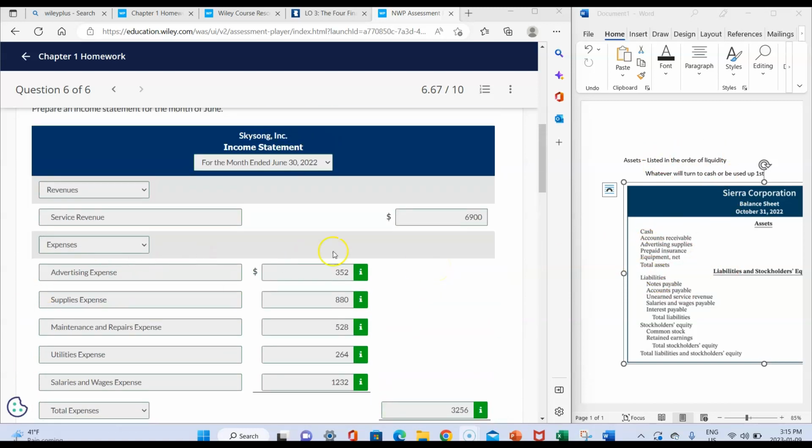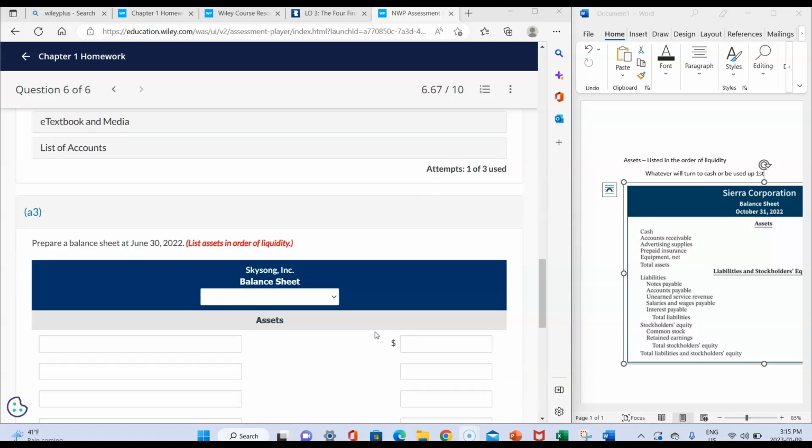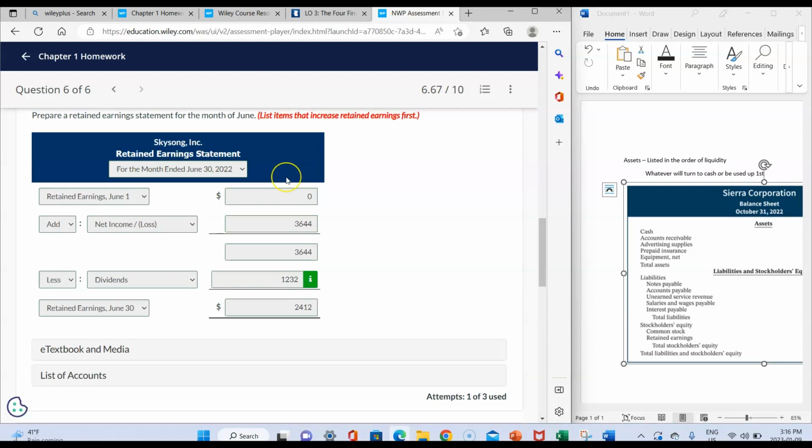For our expenses on our income statement, I'm not too picky about the order you put them in, but on the balance sheet, the order of the assets becomes really important. It needs to go in what's called the order of liquidity, and that means whatever will turn to cash or get used up first. Now, also remember, for our balance sheet, we're looking at a point in time, at the end of day of our time period. So in this case, it will be June 30th, because our time period was for the month ended June 30th.